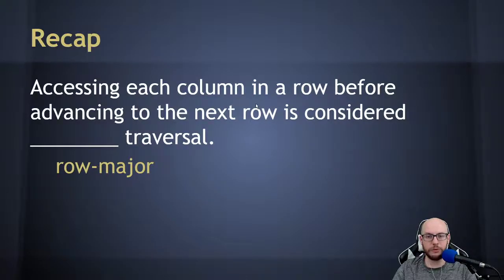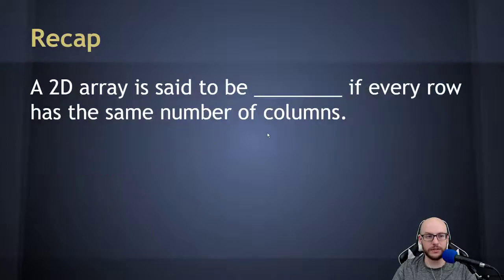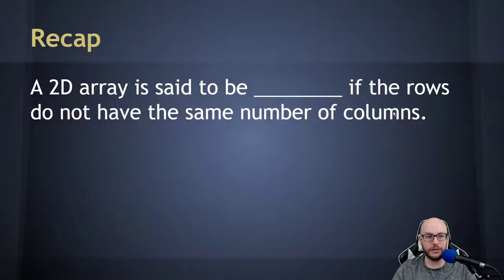With row major, we complete the row before moving to the next row. We visit each column in the row before moving to the next. A 2D array is said to be blank if every row has the same number of columns. It should be rectangular. A 2D array is said to be blank if the rows do not have the same number of columns. What is the opposite of rectangular in this case? It's going to be jagged.